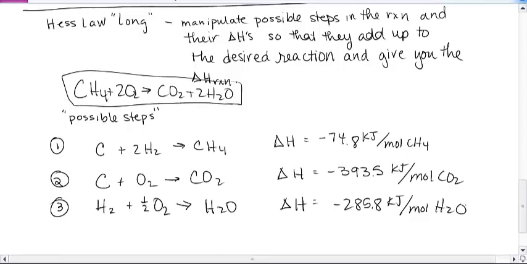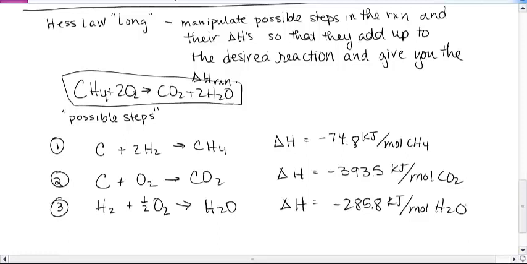So these are things I'm giving you. These are 3 kind of separate reactions. But what we're going to do with these is we're going to try to manipulate them to have them be like, in this reaction, first this happens, then this happens, then that happens. Each one of these you can see is exothermic.